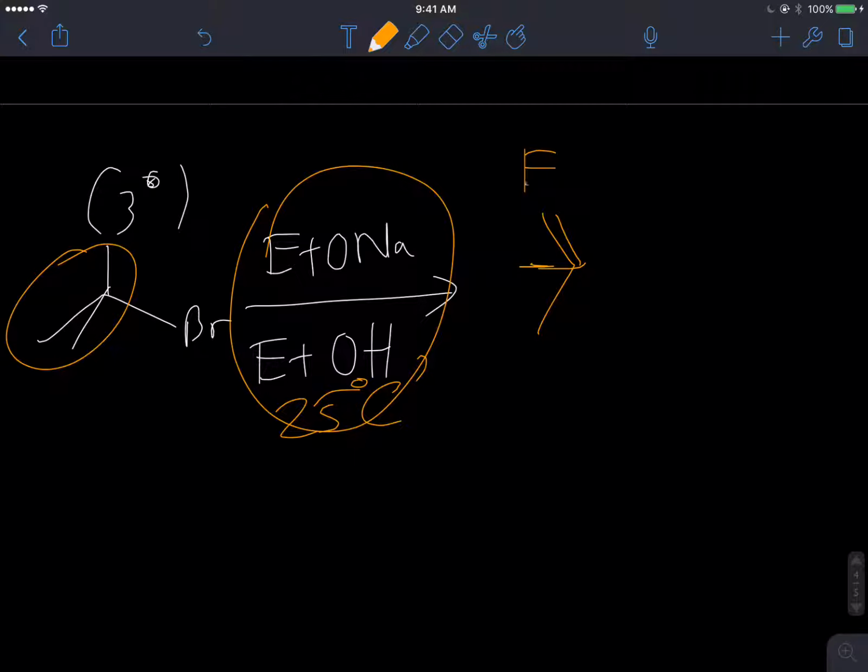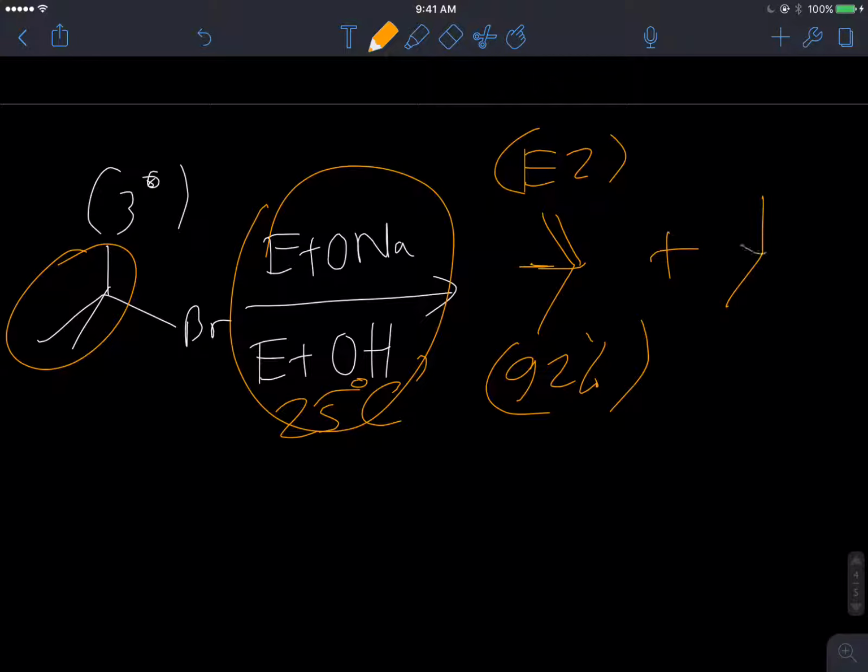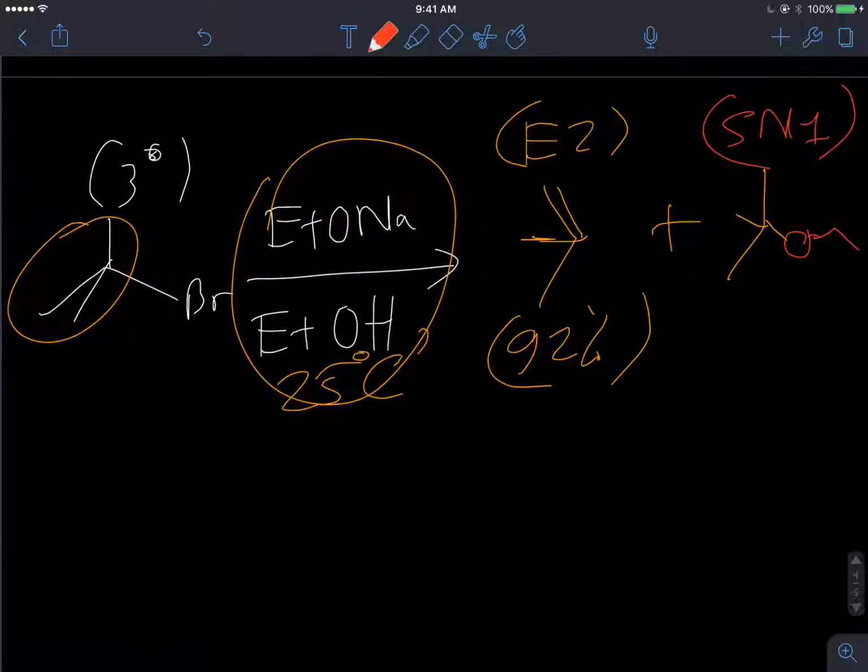That's the E2 reaction right here. And it's going to be 92 or 95%. And what is the 8% going to be? The 8% could be SN1, right? SN1 is around 8%. Right, I'm going to use a different color. This is SN1.